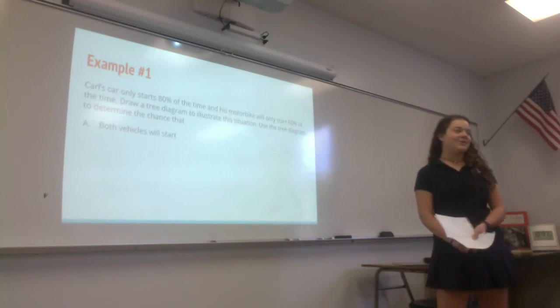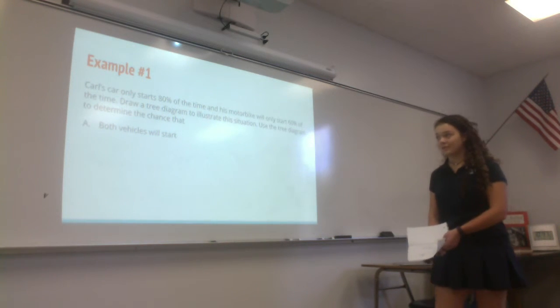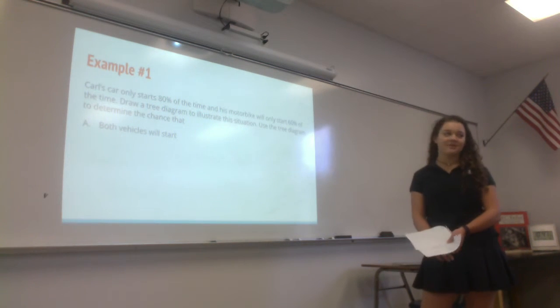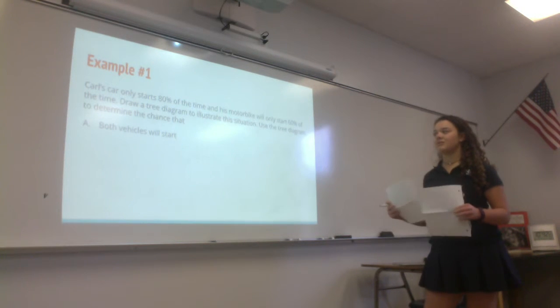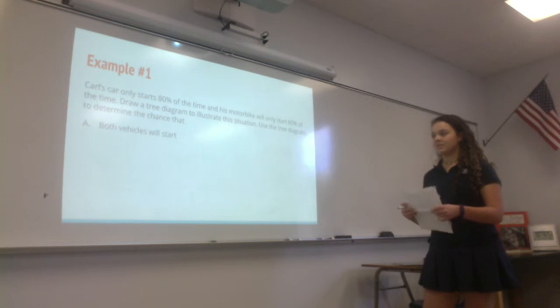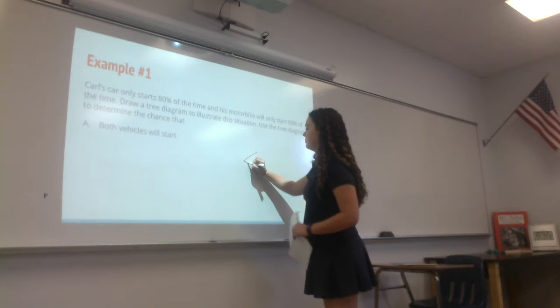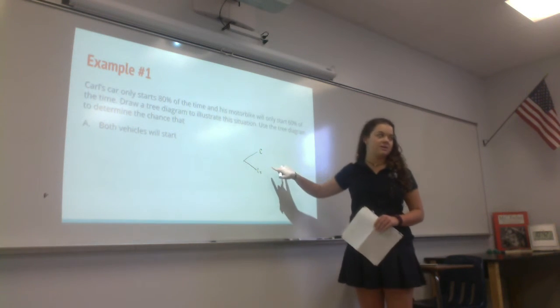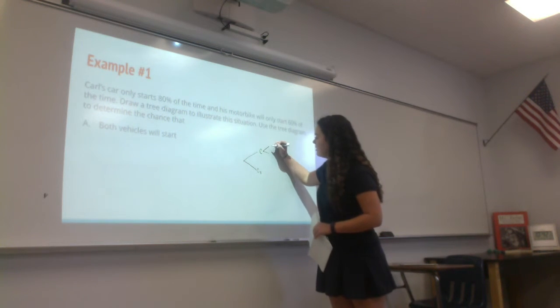So our first example, our poor friend Carl here is not having too good luck with his car or his motorcycle. His car only starts 80% of the time, and his motorbike only starts 60% of the time. So we're going to draw a tree diagram to illustrate this situation and use the tree diagram to determine the chance that both vehicles will start. And we start by doing C and C prime. So C is for the car starting and C prime is for the car not starting. And then we have the motorbike starting and the motorbike not starting.